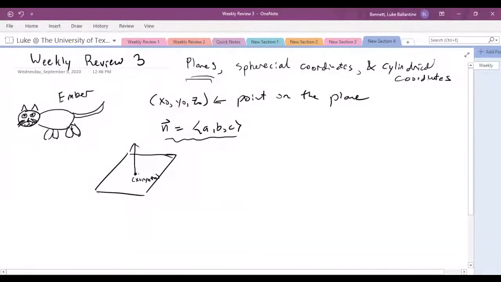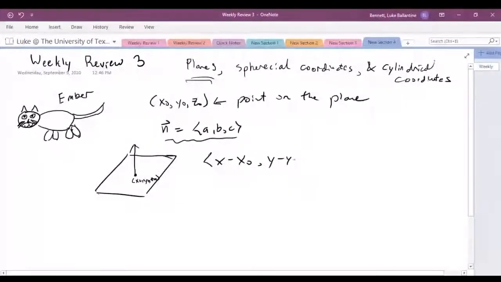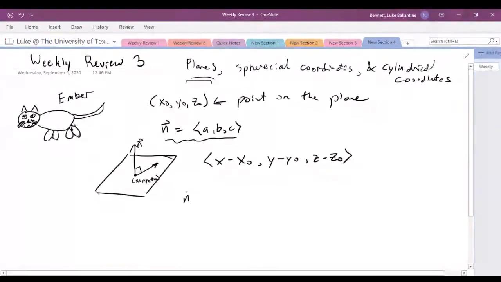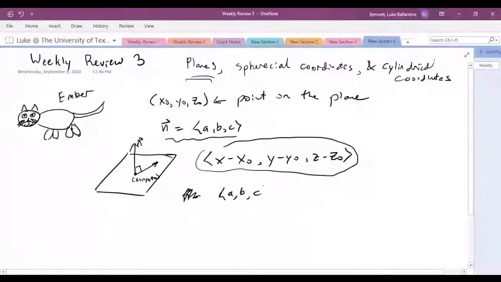Then the vector x minus x naught, y minus y naught, and z minus z naught would look like this if x, y, z is an arbitrary point on the plane. And so since n is orthogonal or normal or perpendicular to the plane and this vector is parallel to the plane, then n dot this vector has to equal zero. So that is ABC, the dot product of these two, since they're orthogonal, must be zero.